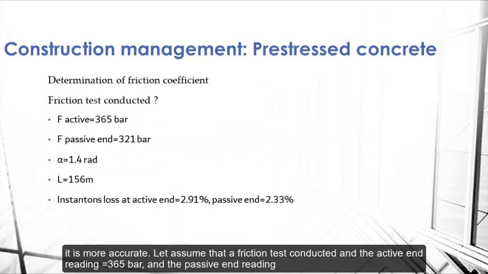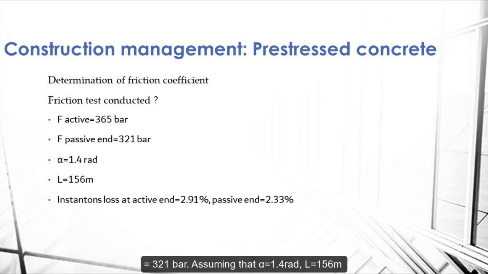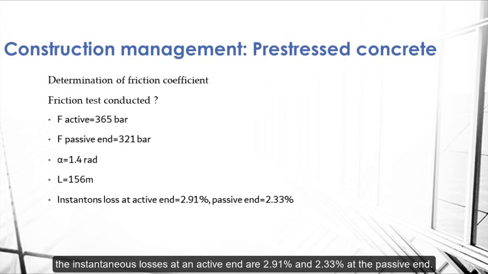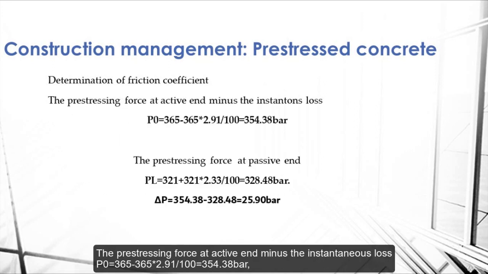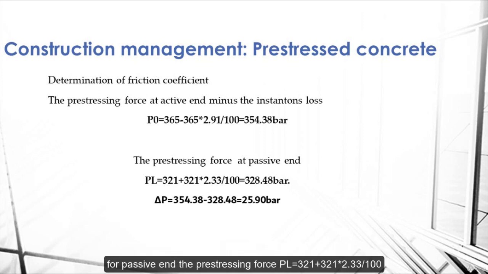Let's assume that a friction test is conducted and the active end reading equals 365 bar and the passive end reading equals 321 bar. Assuming that alpha equals 1.4 rad, L equals 156 meter, the instantaneous losses at the active end are 2.91% and 2.33% at the passive end. The pre-stressing force at the active end minus the instantaneous loss equals 354.38 bar.